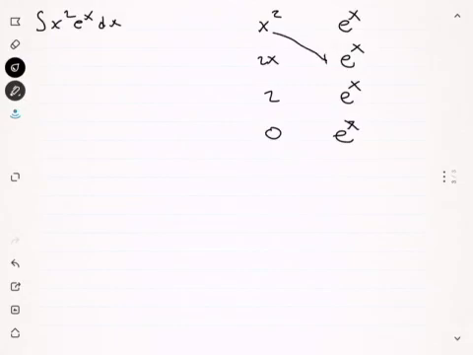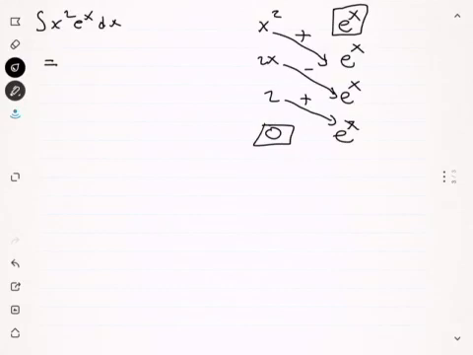Then what you do, you multiply x squared times e to the x with a plus sign, 2x times e to the x with a minus sign, and 2 times e to the x with a plus sign. So basically you start with a plus sign and then you switch. And then this last one has to be left alone. This is called tabular integration.